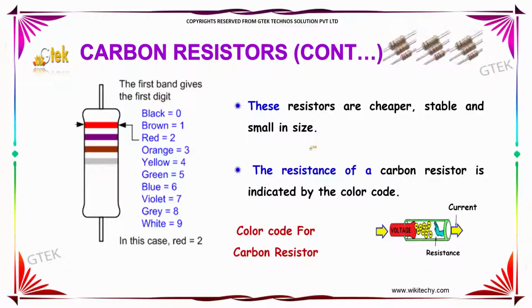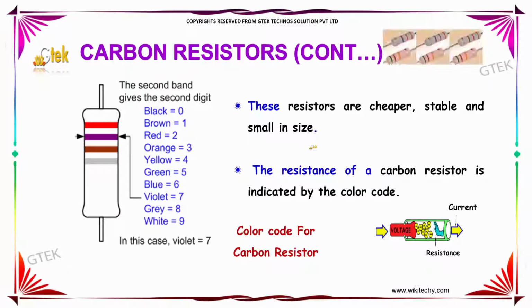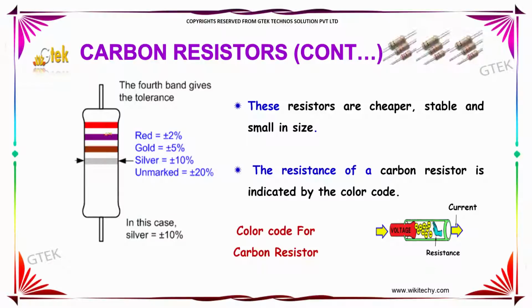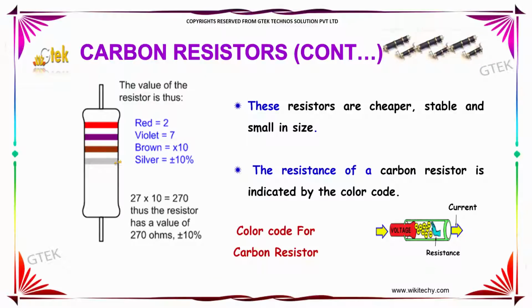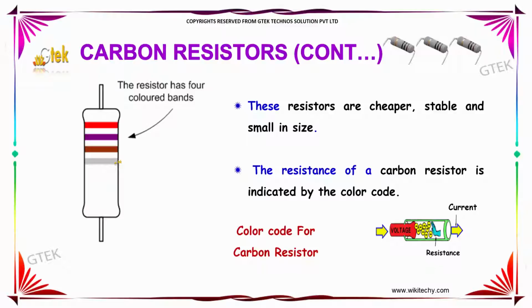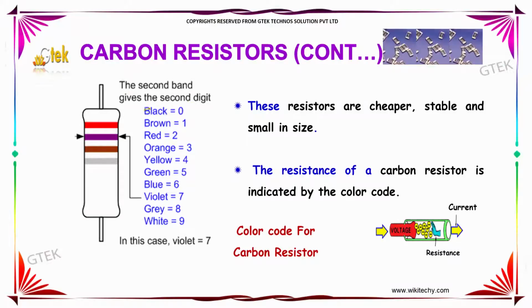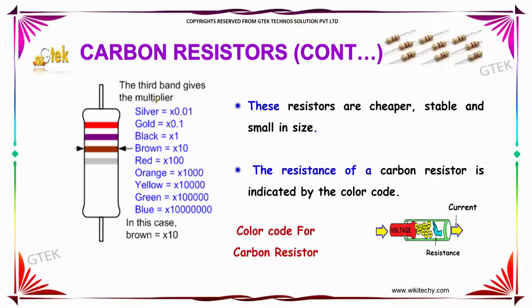The resistance of a carbon resistor is indicated by the color code. You can see the color code. You'll be having 4 colors. The first 2 colors indicate the numbers, the third color is the multiplier, and the fourth color is for tolerance. You can see the colors here. The second color indicates these things, and the third band gives the multiplier, and the final fourth color is tolerance.